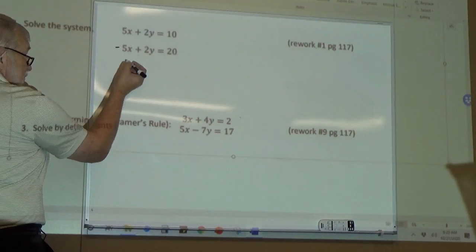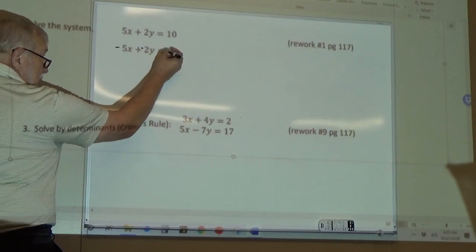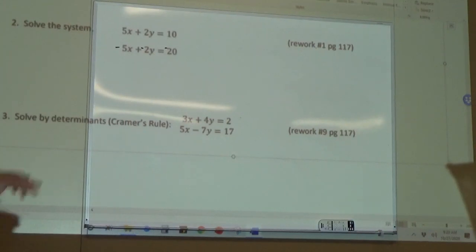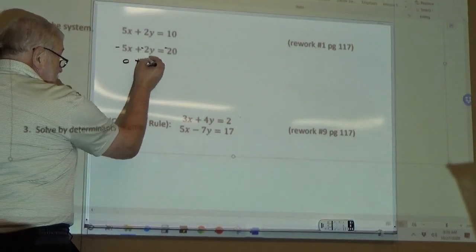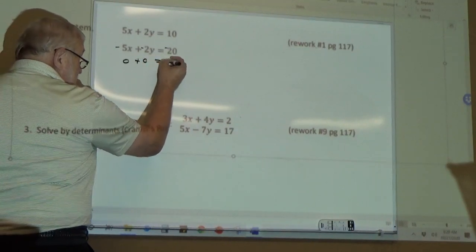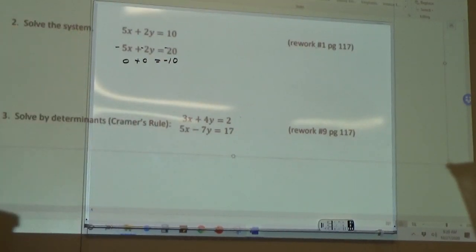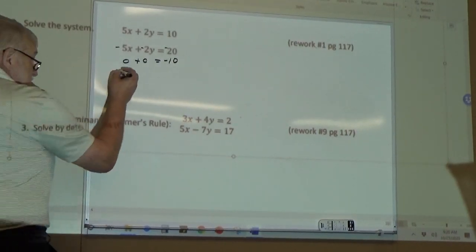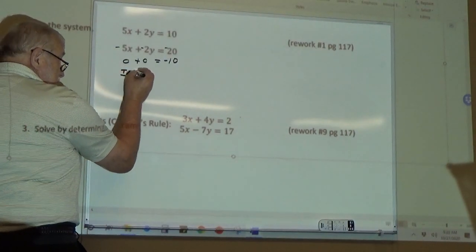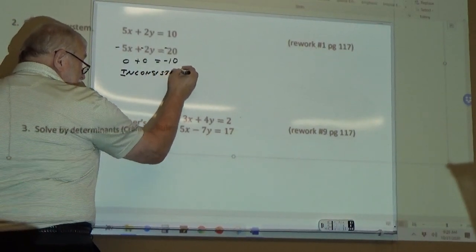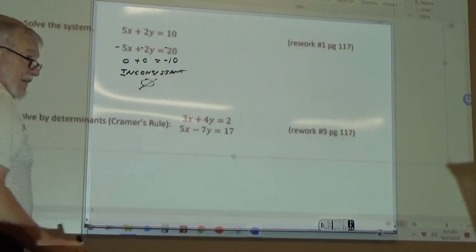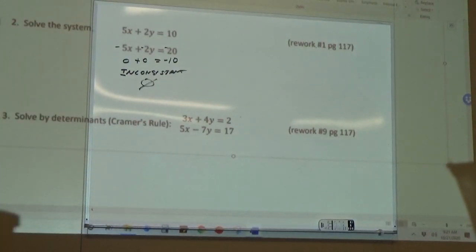So if I multiply this by -1, you get this. When I add the equations together, I get 0 plus 0 equals -10. All right, is that possible? No. So this is inconsistent, and it is the null set as far as solutions are concerned.